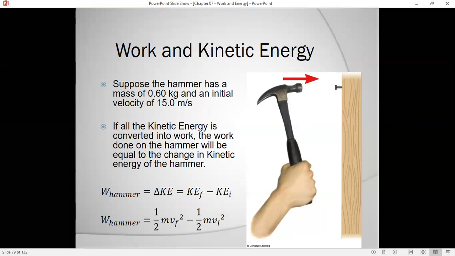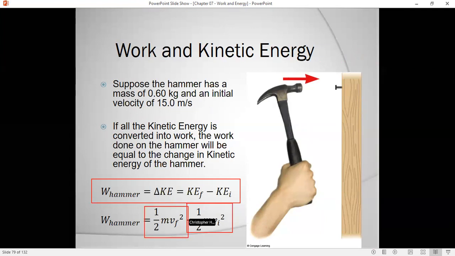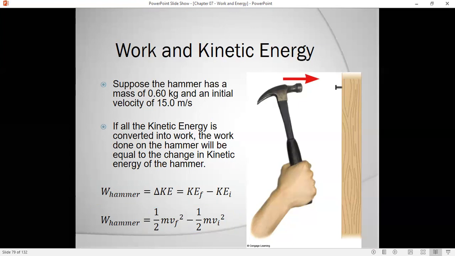Okay, so again, the hammer does work. That work is equal to the change in the kinetic energy, how much energy it started out with, how much energy it ended up with after it hit the nail. Obviously, there's going to be negative work done on the hammer by the nail, and positive work done by the hammer on the nail.